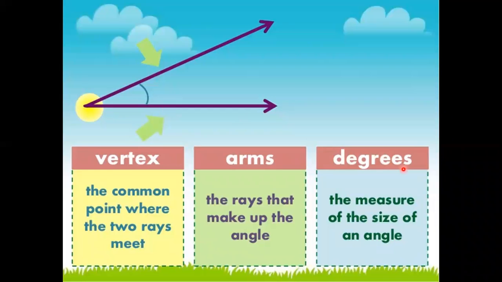The next one is degrees, the measure of the size of an angle. डिग्रीज हमारे पास क्या है कि जितना ये टर्न हो रहा है, जिसकी मेजरमेंट हम करेंगे, दिस इज नोन एज अ डिग्री. जितना ये टर्न हो रहा है एंगल, दिस इज नोन एज अ डिग्री. This is the simplest way to remember these important points about angles.